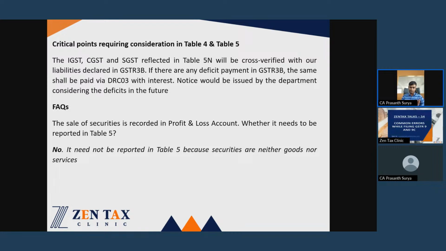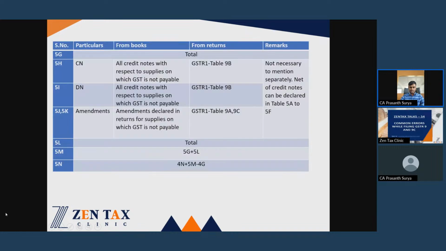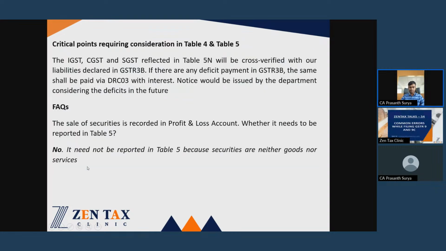So the first thing with respect to table 4 and table 5 is in table 5N, in the last table, you will get the total consolidated value of IGST, CGST, and SGST that you have reported in table 4 and table 5. That will not get auto-populated from GSTR1 or 3B itself. It will be the total of what you have reported.